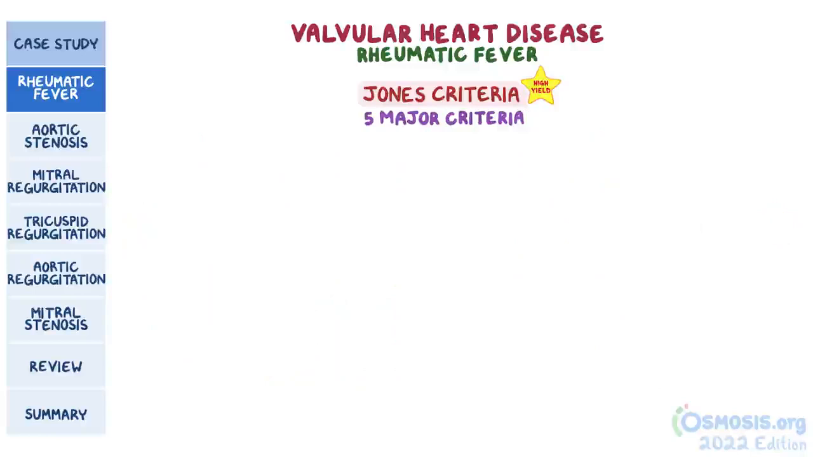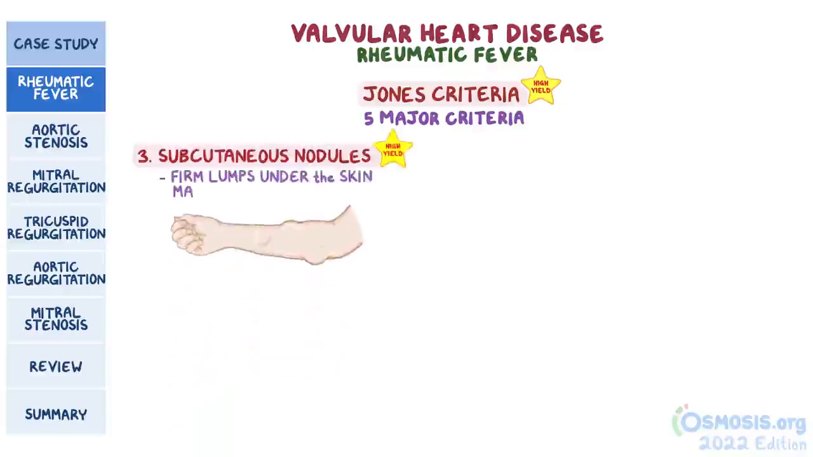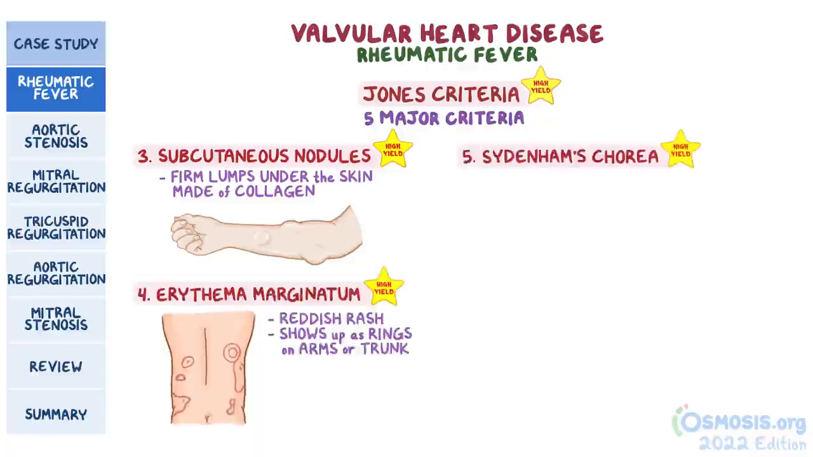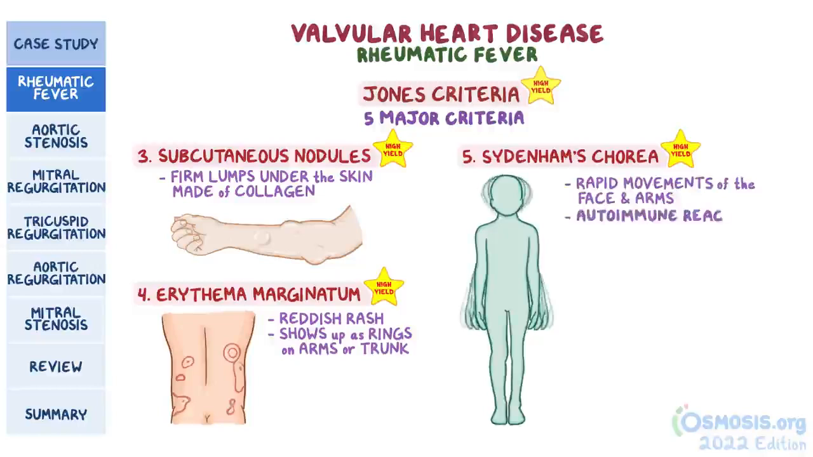Now for the rest of the Jones criteria, the hypersensitivity reaction in rheumatic fever can affect the skin. So the next criteria is subcutaneous nodules, which are these firm lumps under the skin made up of collagen. The fourth is erythema marginatum, a reddish rash that shows up as rings on the arms or trunk. And finally, there's Sydenham's chorea, which is a set of rapid movements of the face and the arms caused by an autoimmune reaction against the basal ganglia of the brain.